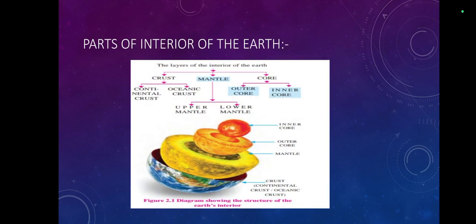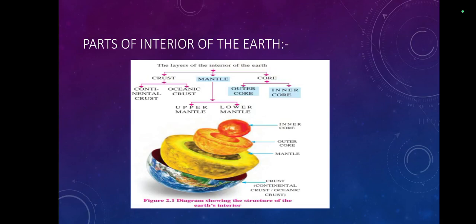Now, the second part is parts of interior of the earth, or we can say the layers of the interior of the earth. But before that, we should understand the composition of the earth's interior. Our earth was formed approximately 4.6 billion years ago. Initially, the earth was in a gaseous state. It started cooling through the process of radiation.